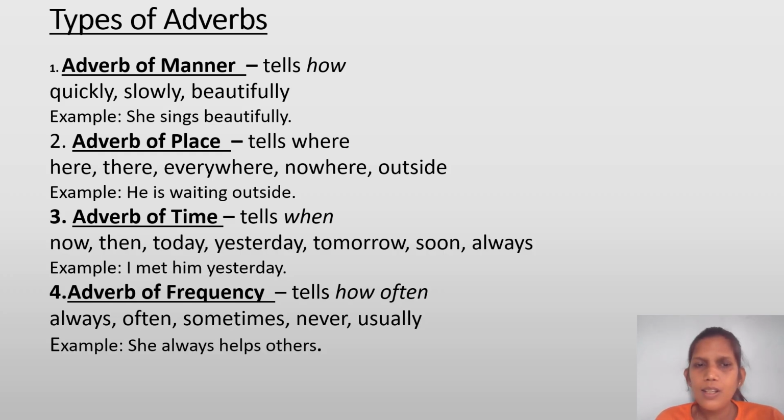Adverb of time again tells when, when was it done: now, then, today, yesterday, tomorrow, soon, always. For example, I met him yesterday. Adverb of frequency tells how often. For example, always, often, sometimes, never, usually. She always helps others. Any doubt?